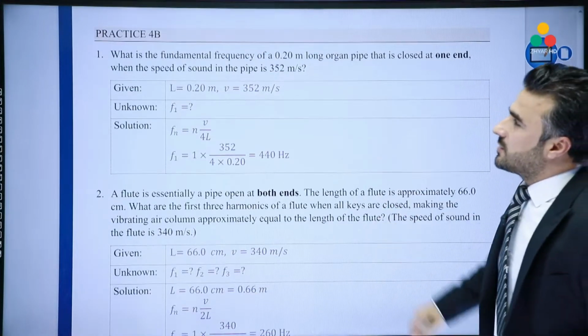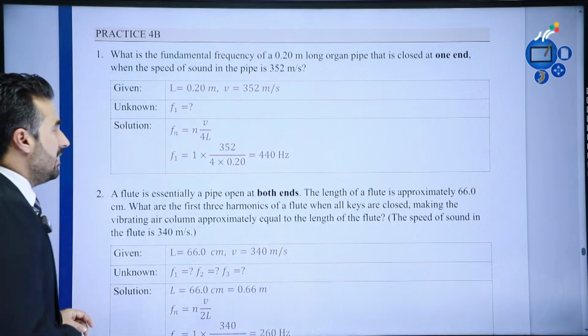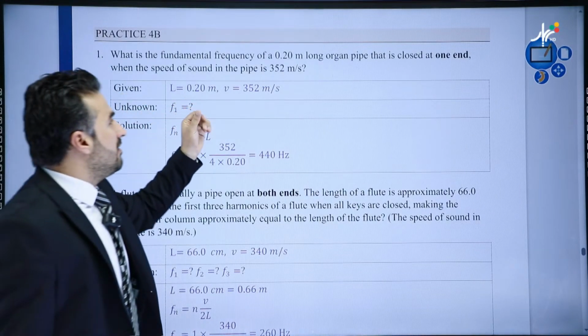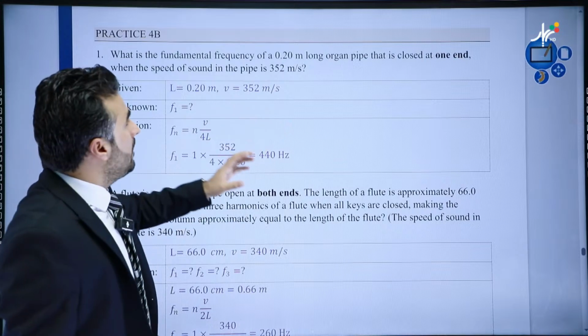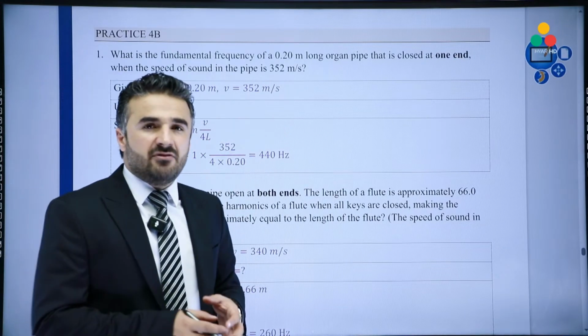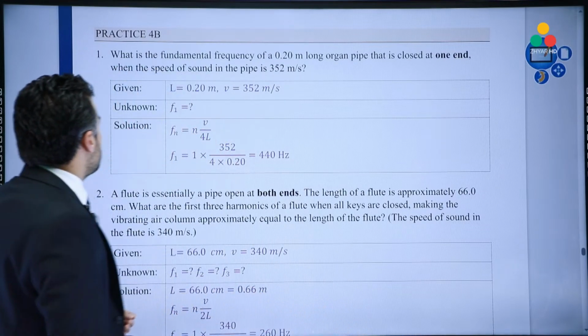Okay, now take a look at this one here. It says, we've solved questions like this, but let's do this one as well. What is the fundamental frequency of a 0.2 meter long organ pipe that is closed at one end? So we have a pipe that is closed at one end. We have a length. And then what is the question?